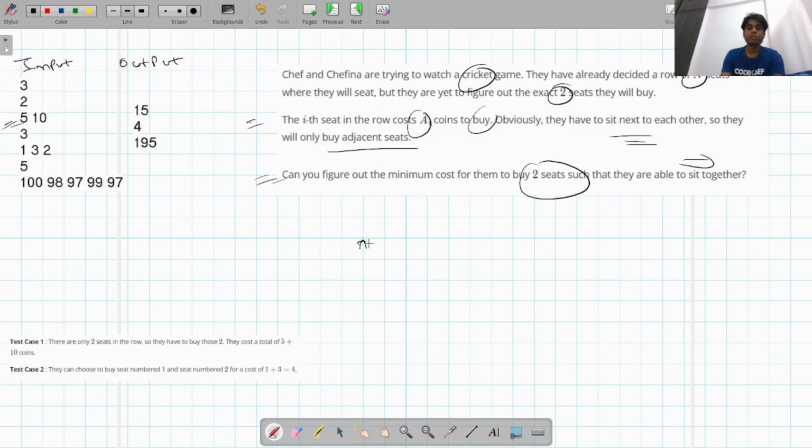In the first test case we have got these A of i's which are 5 and 10. There are only two seats, so they will sit together and they have to buy them. So 5 plus 10, total cost is 15.